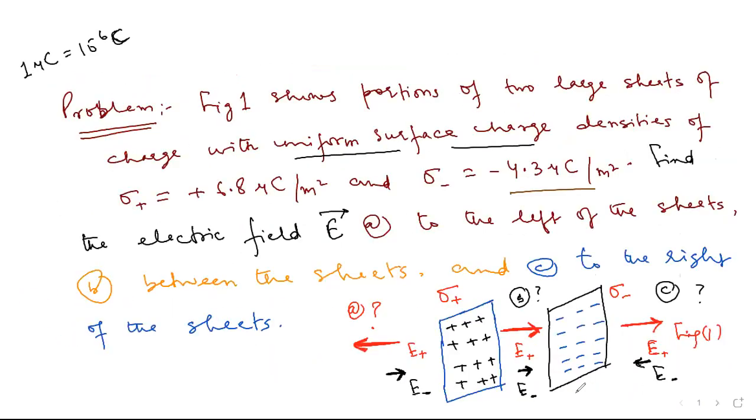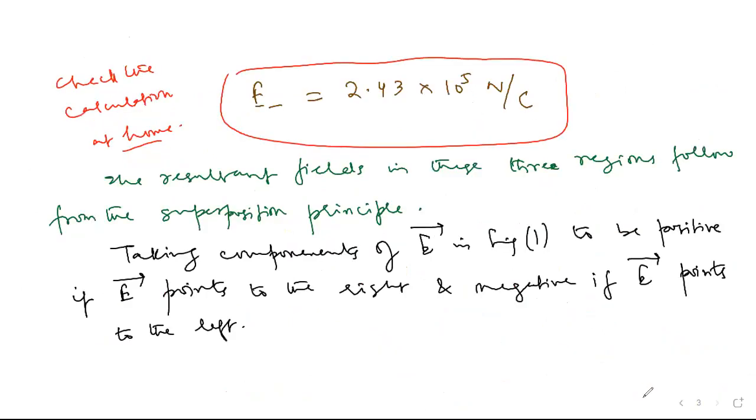That means this is my positive direction for E, right? That means this is my negative direction for E, right? To the right positive, to the left negative. You can do it otherwise, but you have to accordingly interpret your results, right?